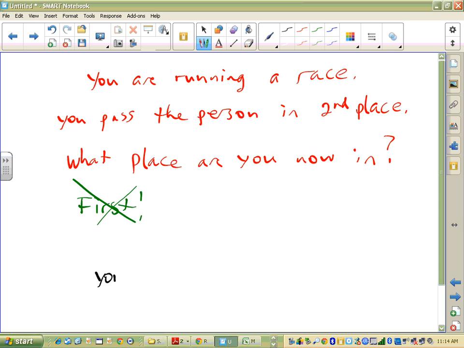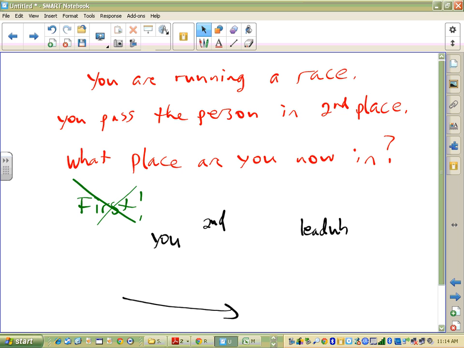Here's you. Usually when we run this way, here's the leader. I'm going to write it that way too. There's the leader. Here's second. So when you are running this race and you pass the person in second, you're still behind the leader.